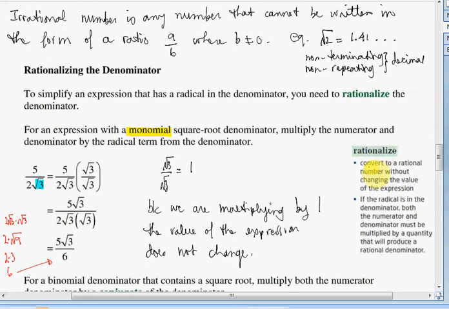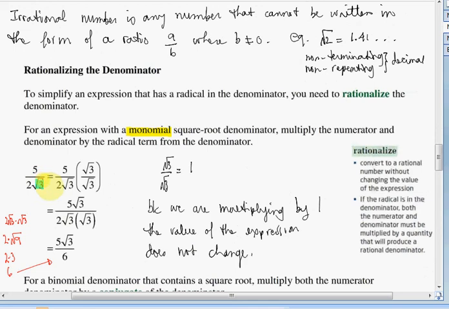Okay, so off on the side here we have a little explanation. To rationalize means to convert to a rational number without changing the value of the expression. And we don't change the value of the expression because we're multiplying by 1. If the radical is in the denominator, both the numerator and the denominator must be multiplied by a quantity that will produce a rational denominator. So we want to pick the radical that's in the denominator, and in this case, root 3. So we're going to have root 3 over root 3.